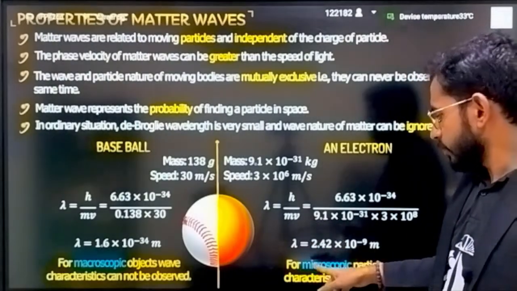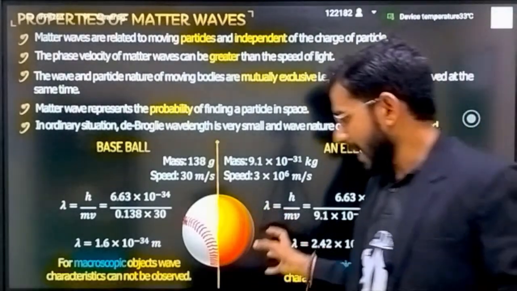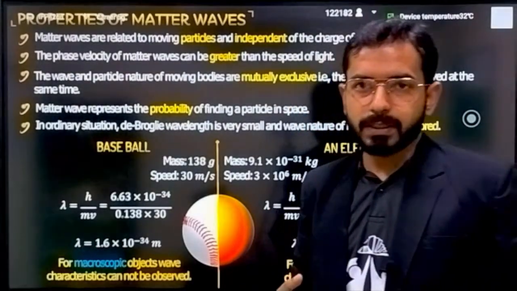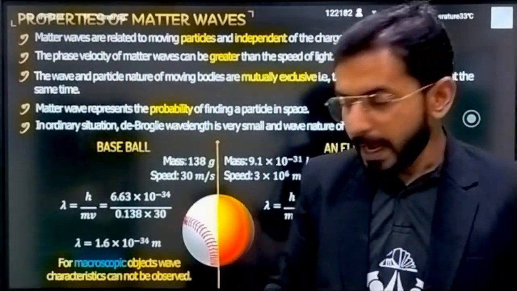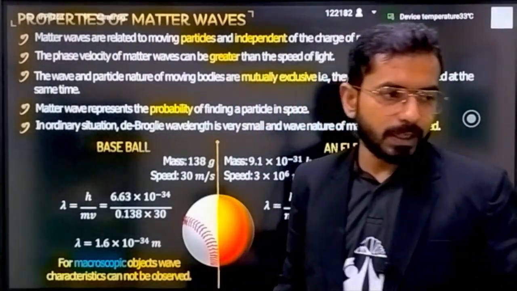So what is the conclusion? For microscopic particles, wave characteristics can be observed. It is performing some wave characteristics for microscopic particles, and for macroscopic particles, wave characteristics cannot be observed.